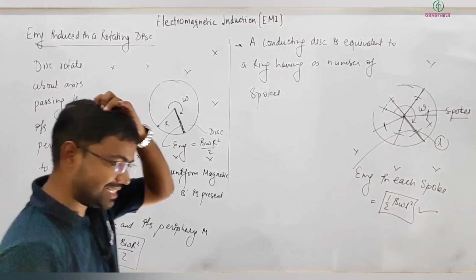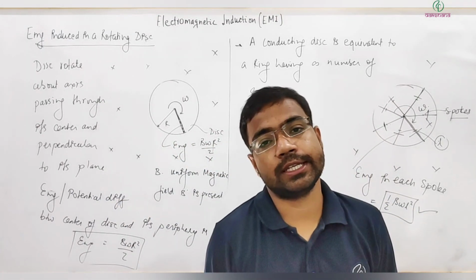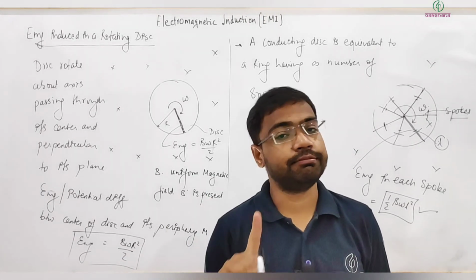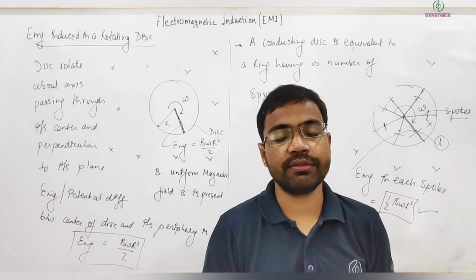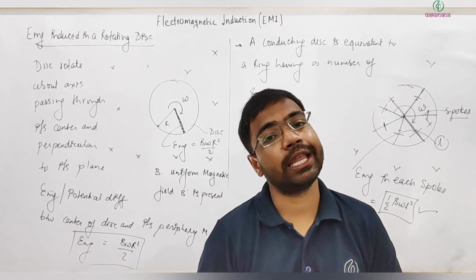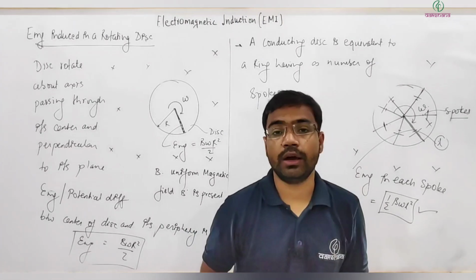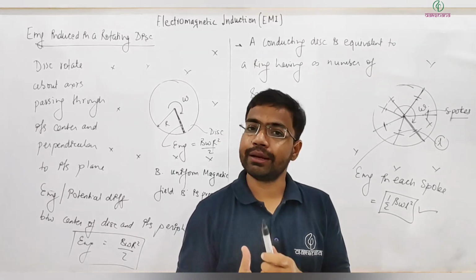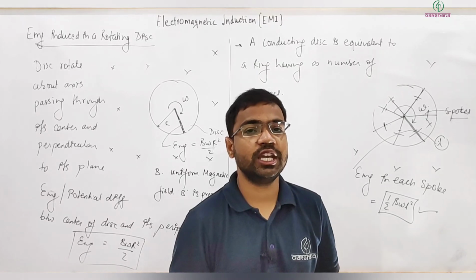And so I hope by this time you can calculate the EMF or potential difference generated in any system, whether flux is changing, and that can change either by changing magnetic field, by changing area, or by changing the angle between magnetic field and area. And we also saw motional EMF, where the magnetic field lines are cut by the conductor, and that's why there is EMF.